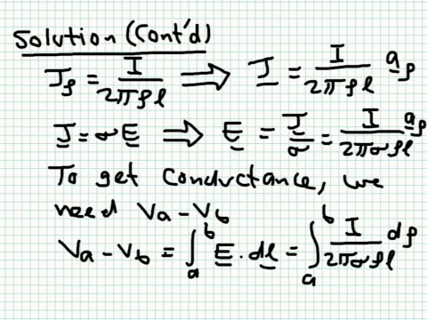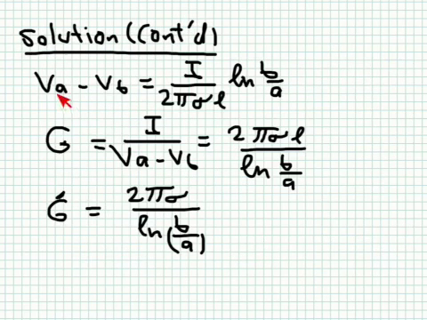You put upper limit minus lower limit, you get ln b over a. Now we know that the voltage difference between the inner conductor and the outer conductor is given by this value in terms of the leakage current. I'm looking for the conductance, which is the ratio between the leakage current to the voltage difference.